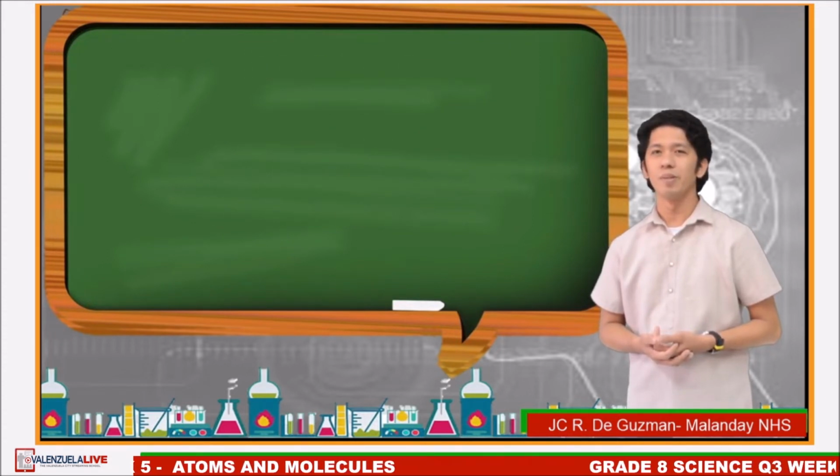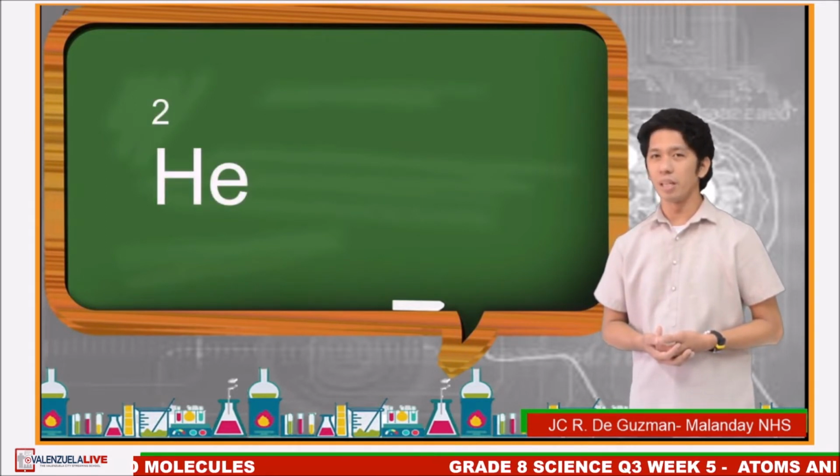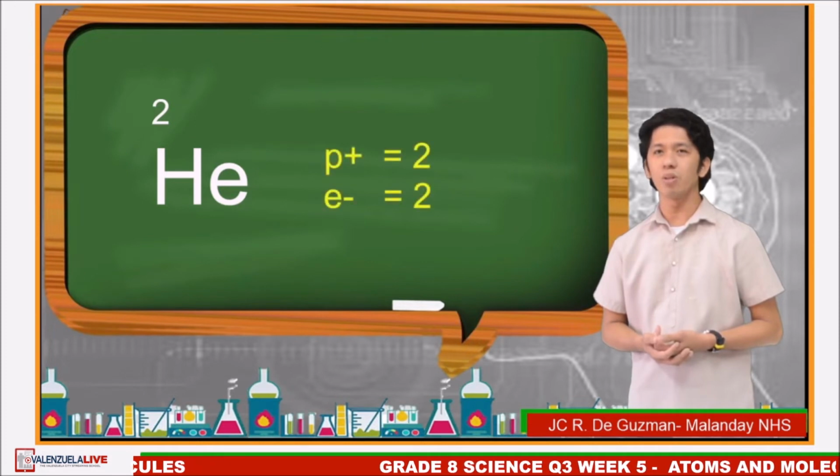For example, the noble gas helium has the atomic number of 2, meaning to say that this element has 2 protons and electrons in it.